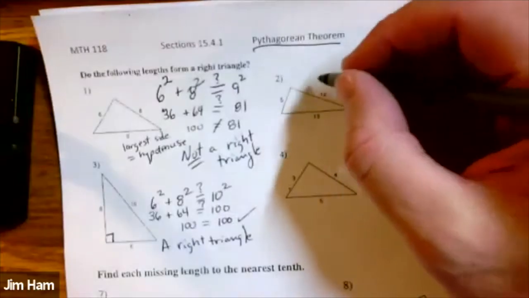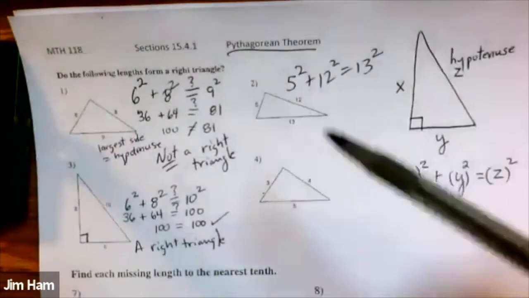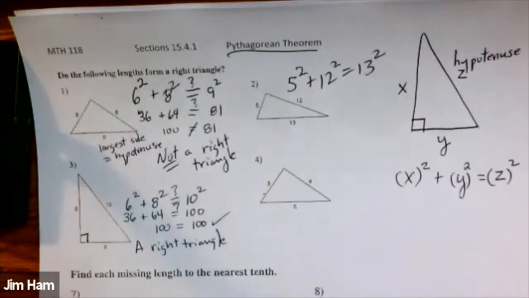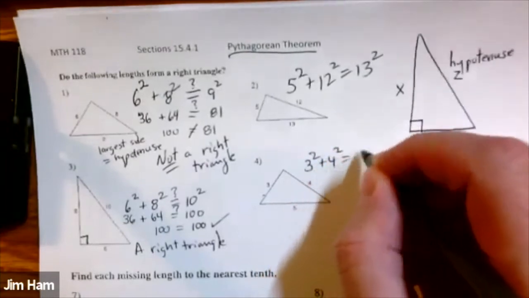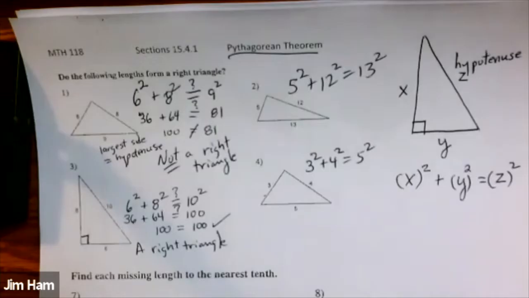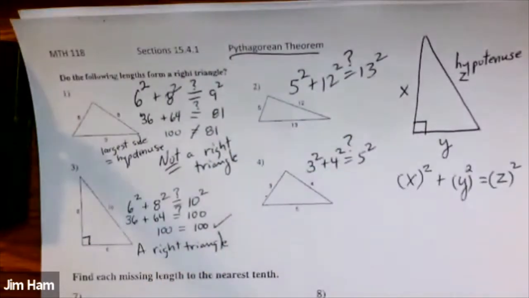What about number 2? Is 5 squared plus 12 squared equals 13 squared? Is this triangle here a right triangle? 13 is the largest side. If you take 3 squared and add that to 4 squared, do you get 5 squared? Well, these are the equations that you have to write, and then just do the arithmetic to confirm that both sides are equal, in which case you have a right triangle, or they're not equal, in which case you do not have a right triangle.